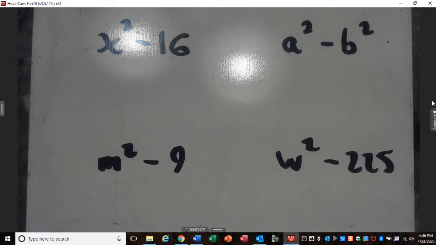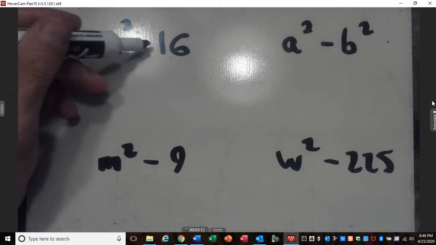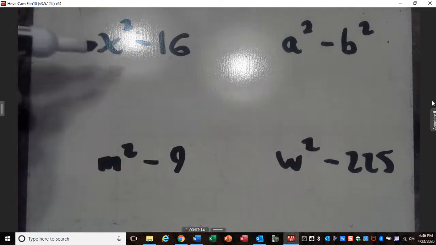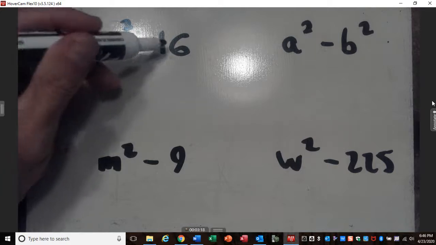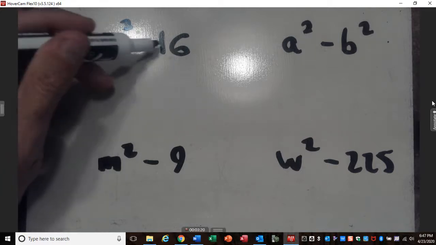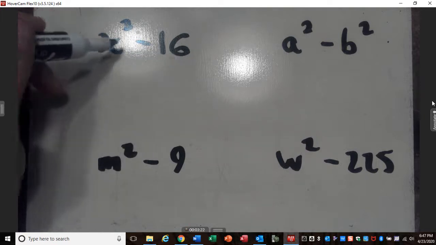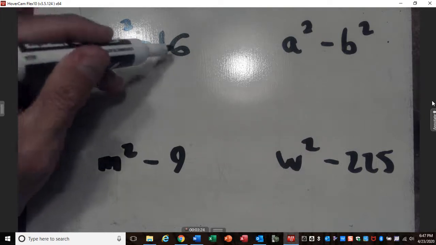All right, what we have here are what are called special types. This is what's called the difference. Difference is subtraction. These are all going to be minus, of two squares. Any even exponent, and this is a 16. By the way, don't look at it as negative 16. Just look at the number. This is the difference, the subtraction, of two perfect squares.